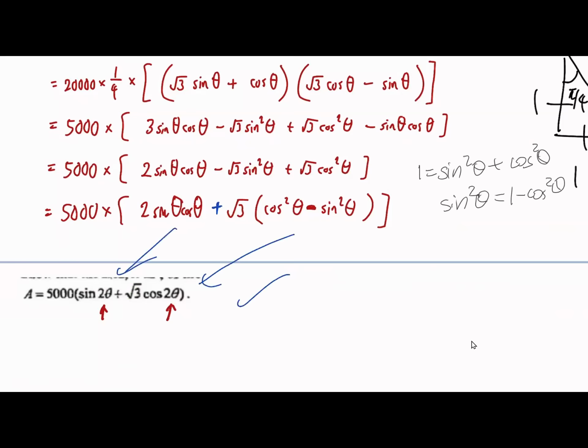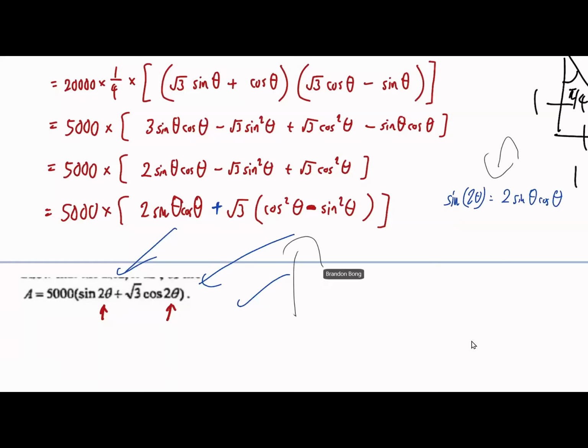Ding. Why? Because it's in the formula list. Sine 2 theta is 2 sine theta cos theta. Do you want the proof? No. Then what about for this one? Cos theta squared minus sine squared. It is one of the three. Remember, got three of them.